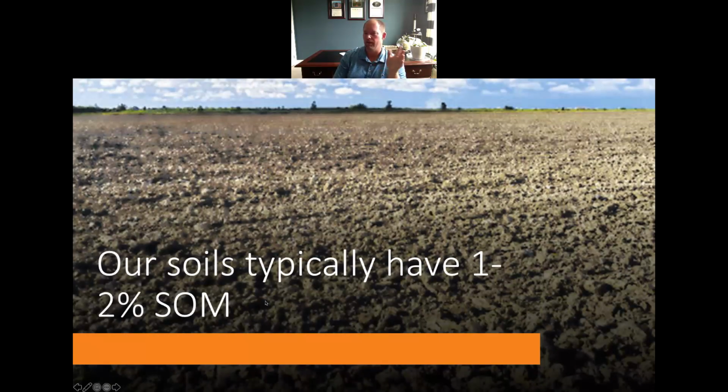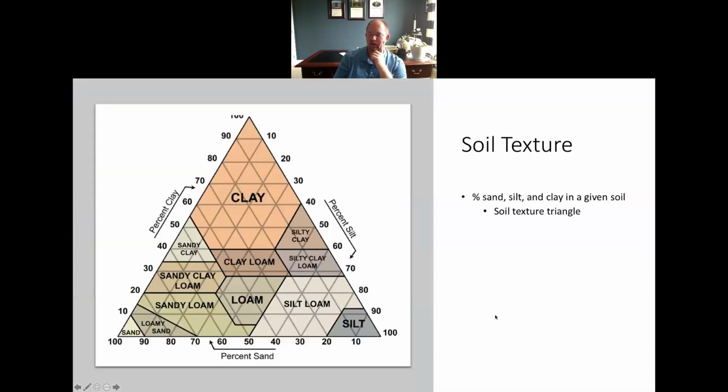Our soils up here in Northeast Ohio typically have about 1 to 2% soil organic matter. So that's not uncommon to see. It's not a particularly high number, but it's a pretty normal number, and it's adequate for our soils. It's considered decent. Soil organic matter, 1 to 2%. If we could get it up into that 4 to 5% range, that would be even better. But 1 to 2% soil organic matter is going to be adequate when we're talking about our soils.